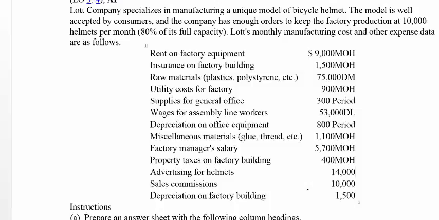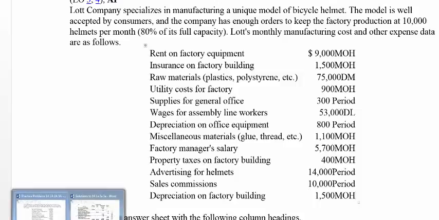Advertising for helmets. Advertising is a period cost. Any type of selling and administrative type of cost or expense is going to go to period. Sales commissions, also period. Depreciation on factory building, manufacturing overhead. All right, so there's what you needed to have plotted out on that information.